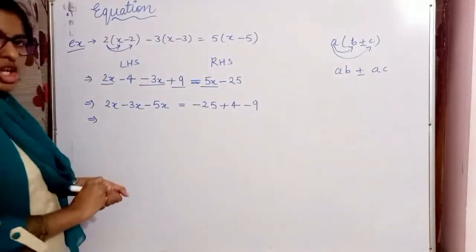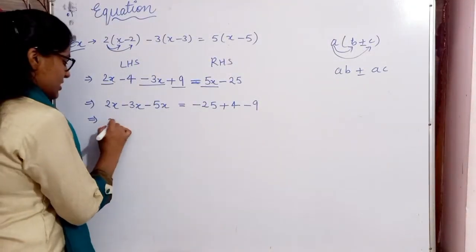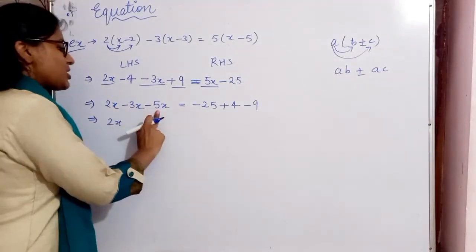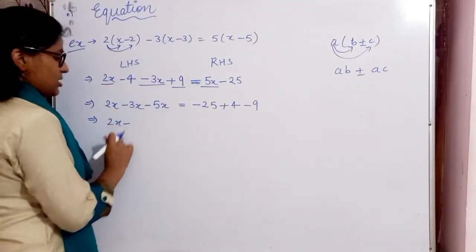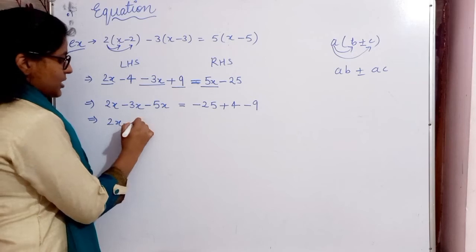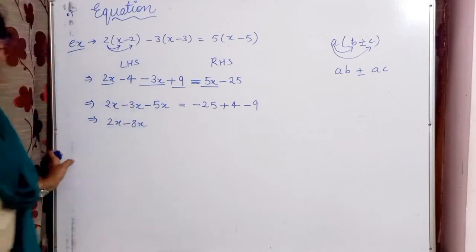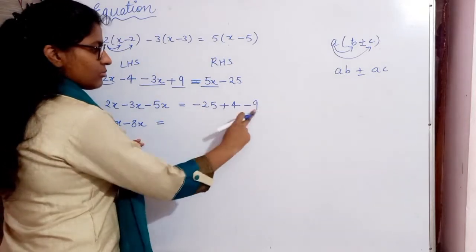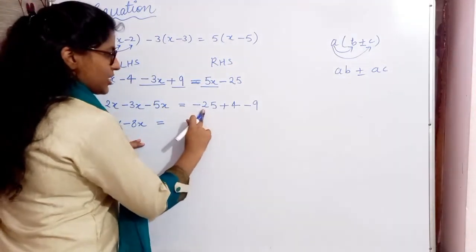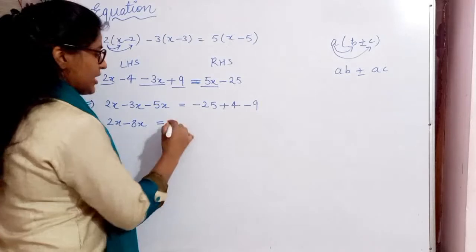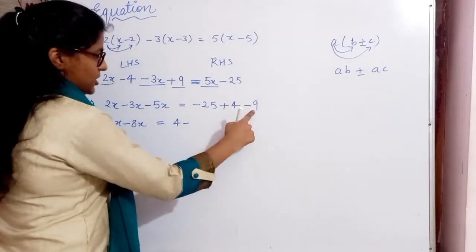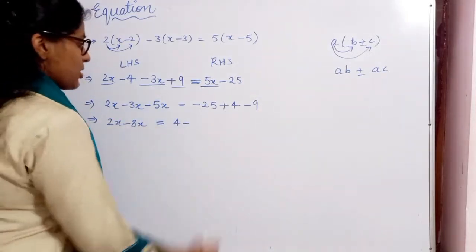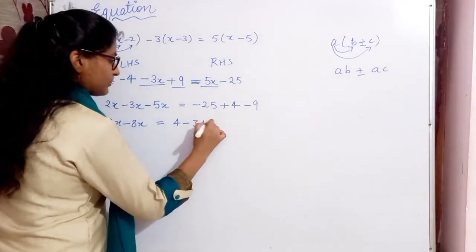Now you can use the rules also. That is positive, keep it as it is because we have only a single positive number here. Minus minus plus, and the sign will be minus. So 5 plus 3 is 8. This is 8x. Okay. Now next, the negative numbers, both are negative. So minus 25 and minus 9. Firstly we add. Minus minus plus, and the sign will be minus. Minus 25 and minus 9 is equal to minus 34.